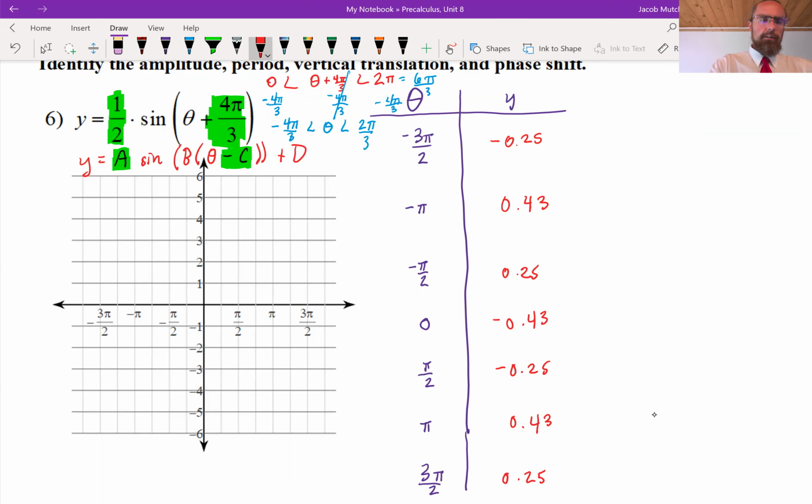So I'm going to start here at -3 pi over 2. It's -1/4. Negative pi is at 0.43. Negative pi over 2 is at +1/4. 0 is -0.43. Pi over 2 is at -1/4. Pi is at 0.43. And 3 pi over 2 is at 1/4. So just filling in what we've got here, I'm going to sketch the curve.